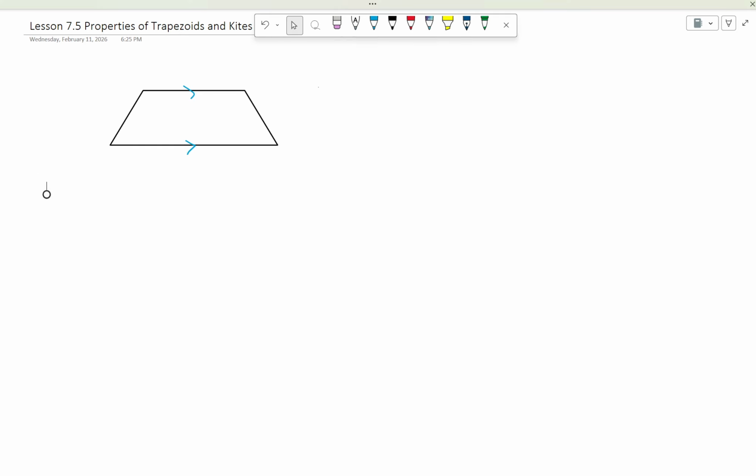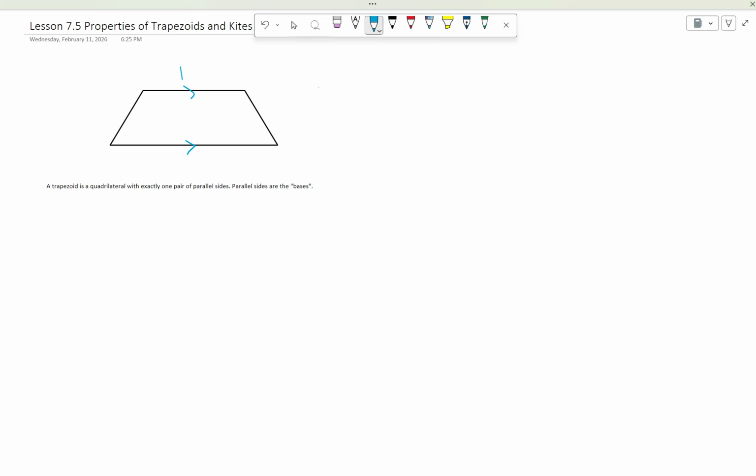Let me get the typing tool so we don't have to live with my handwriting. This is a little bit more legible. A trapezoid is a quadrilateral with exactly one pair of parallel sides. And the parallel sides are called bases. Now, when you were learning about parallelograms, there are two sets of parallel sides. This is just one pair.